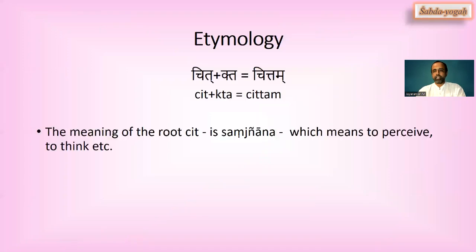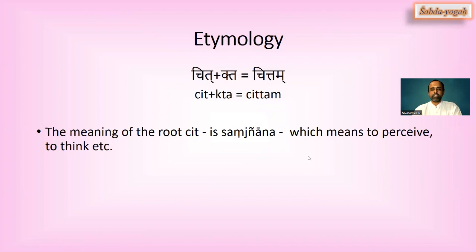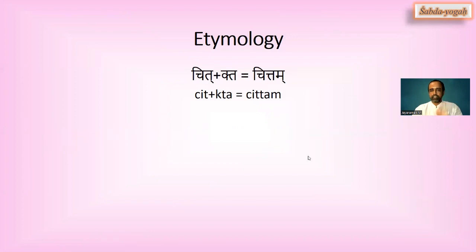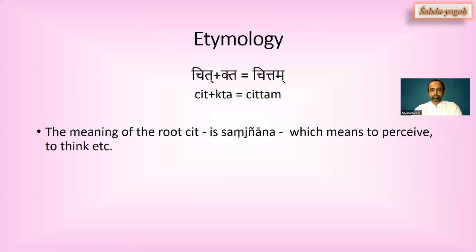Now, first we get into the etymological derivation of the word Cittam. When the suffix ta is added to the root cit, we get the word Cittam.